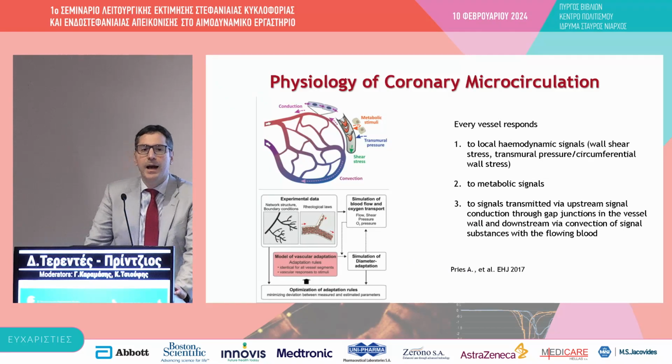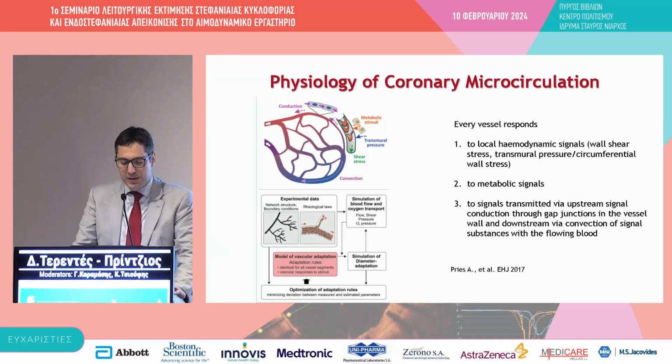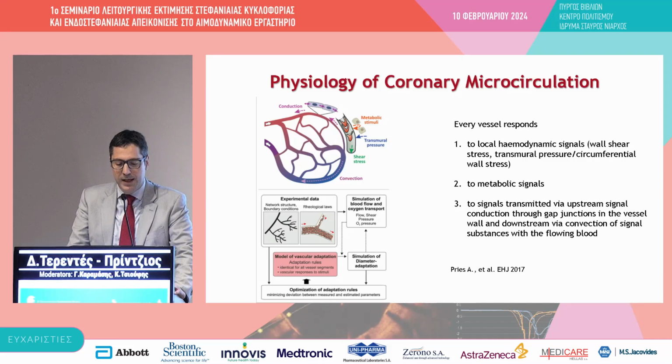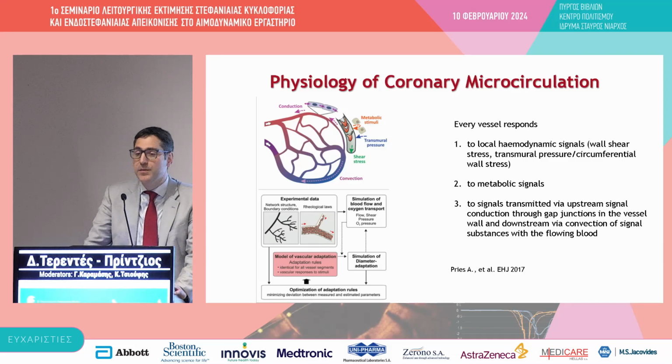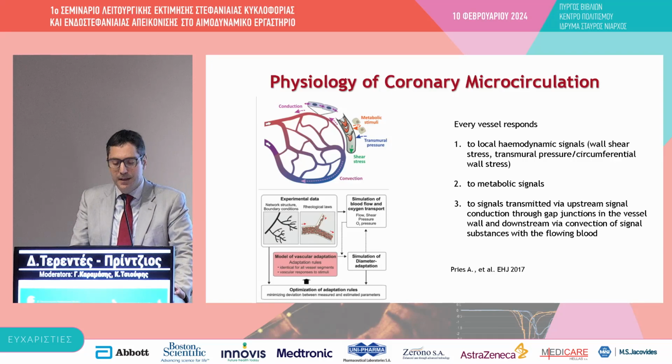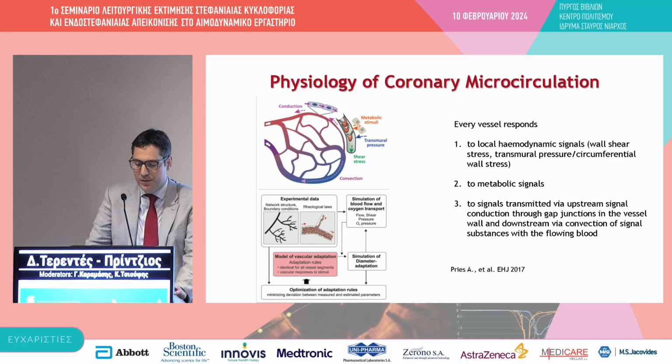There are several mechanisms that have been proposed about the work of the coronary microcirculation. And we know that every vessel responds either to local hemodynamic signals like wall shear stress, transmural pressure, or circumferential wall stress, to metabolic signals, and also to signals transmitted upstream via signal conduction through gap junctions in the vessel wall, and downstream via convection of signal substances with the flowing blood.